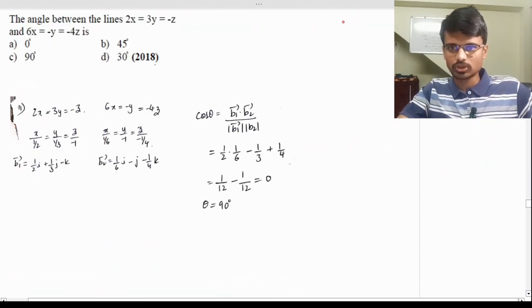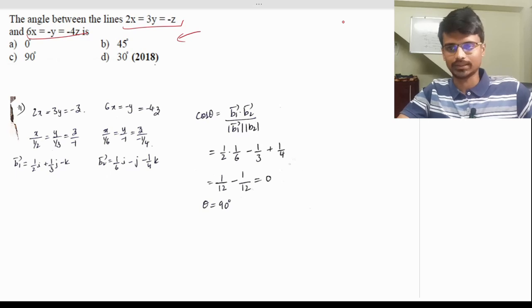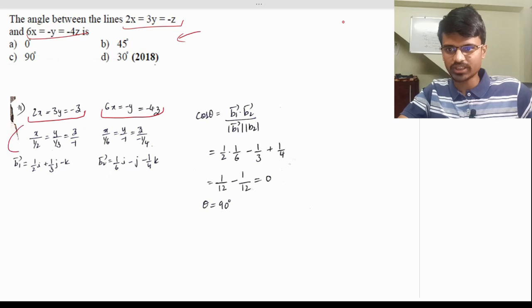Coming to our next question. Yeah, this is a very easy question. They have given us the equation of the lines and they are asking what is the angle between those lines. So these equations we have to transform into standard form.